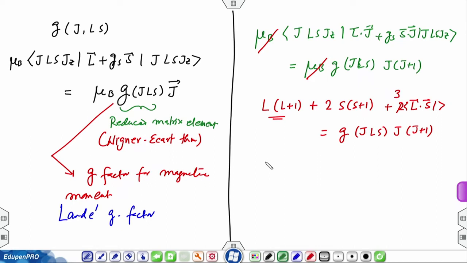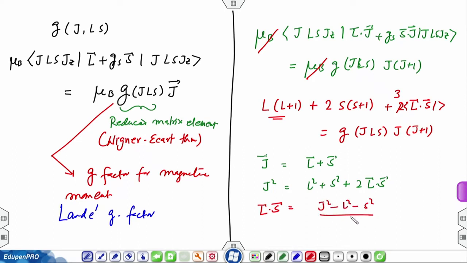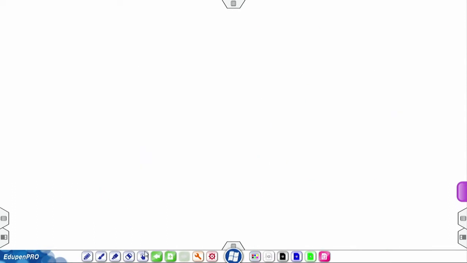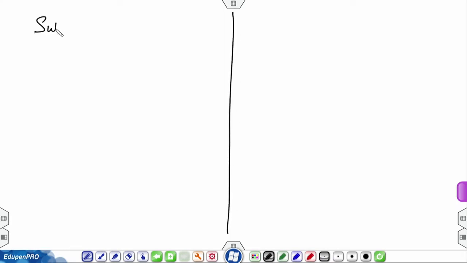Now, L dot S can be calculated very easily because I have J equals L plus S. So, J square is L square plus S square plus 2 L dot S. So, L dot S is equal to J square minus L square minus S square divided by 2. And if I take the expectation value of L dot S, it will come out to be J(J plus 1) minus L(L plus 1) minus S(S plus 1), over 2. Now, we are all set to do the calculation of G_JLS, and you substitute everything together.